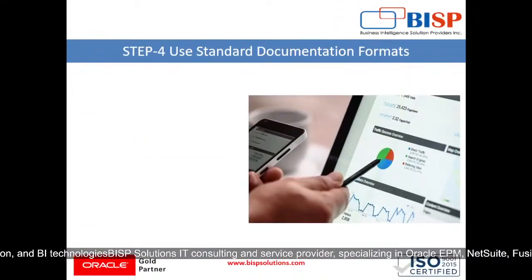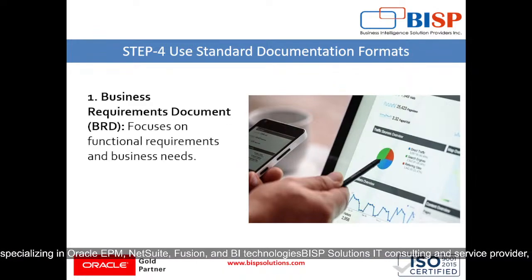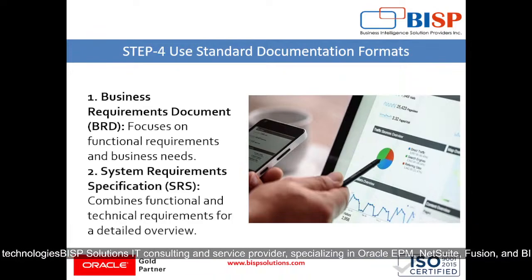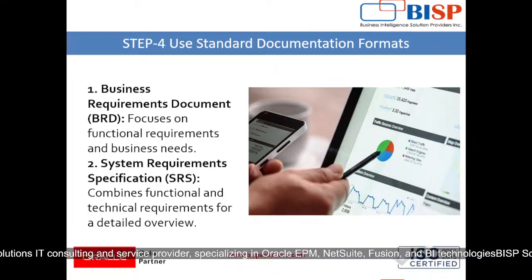Then step 4 is using a standard documentation format. It is not necessary to follow a standard documentation format, but in businesses there is a base for preparing a BRD, so that's why this step is included here. There is the BRD, which is the business requirement document, which focuses on functional requirements and business needs. And the system requirement specification combines functional and technical requirements for a detailed overview.